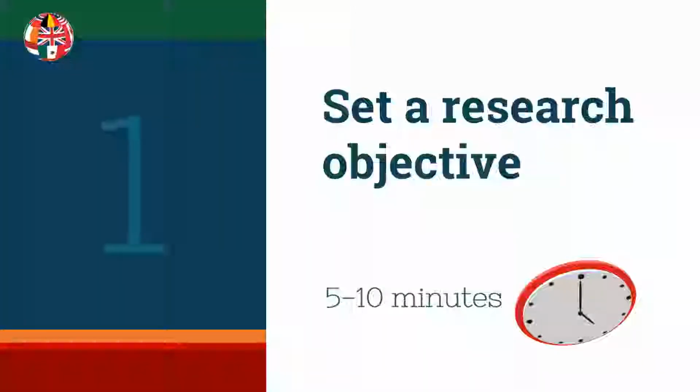The first thing that you'll want to do when you sit down to begin your final project part of the test is to set your research objective. I've included some time frame ideas for you. Because this is a timed test, it's important to keep track of where you are in your 4 hours of the testing. So you'll want to take the first 5 to 10 minutes to set a really clear research objective.